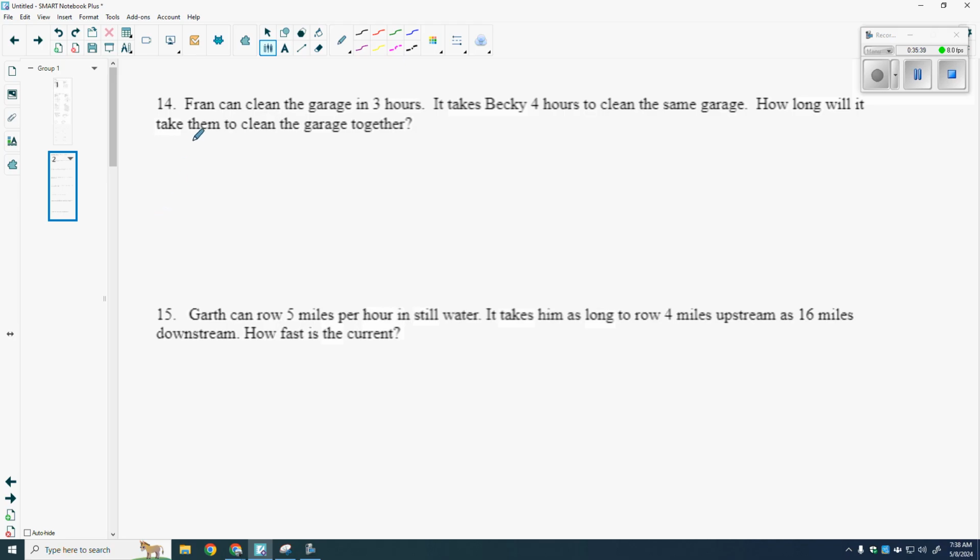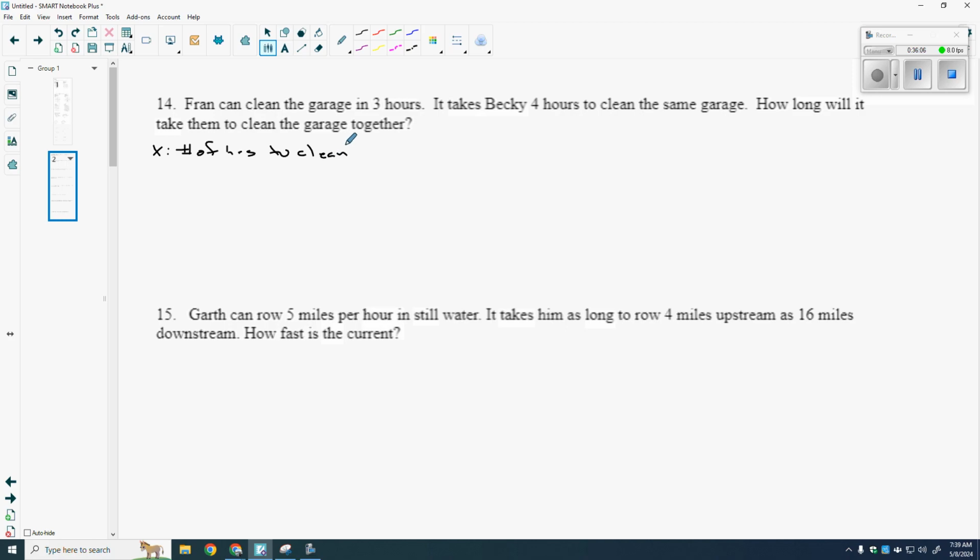Question 14. Frank can clean the garage in 3 hours. Becky takes 4 hours to clean the garage. How long will it take them to clean the garage together? So the first question we have to figure out is, what is our variable going to be? I'm going to let x equal the total number of hours for both of them to clean.